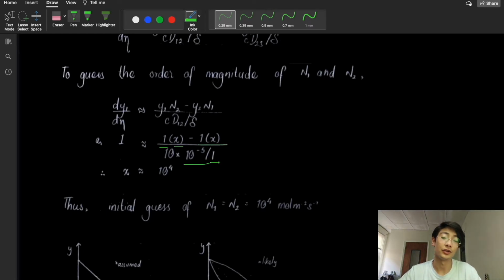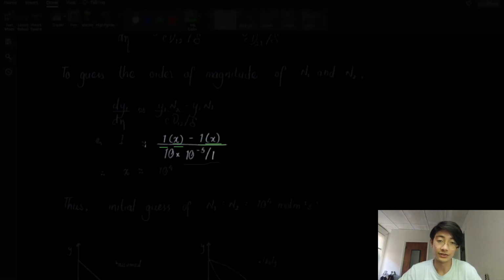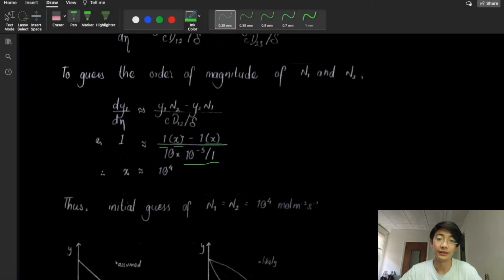And so what we're trying to get at here is, what should the order of magnitude of these x's be so that this side of the equation becomes equal to 1? And the answer is 10 to the 4. We know that the denominator is 10 to the -4, so in order to be equal to 1, the numerator also has to be 10 to the 4. So that's why we assume x to be 10 to the 4. This is why we guess that N1 and N2 are both equal to 10 to the 4 moles per meter squared per second.